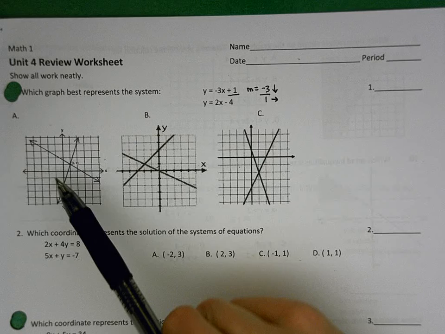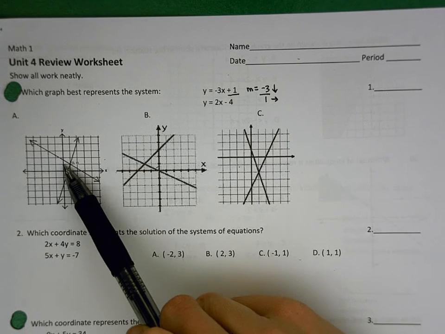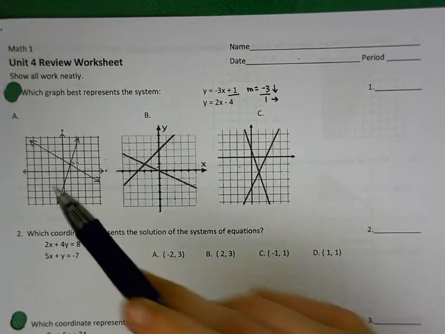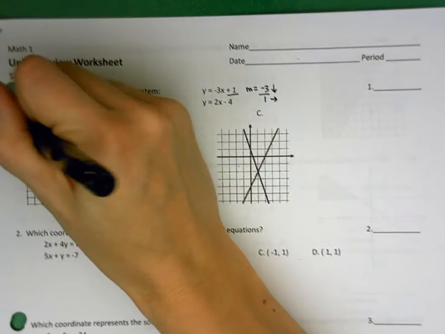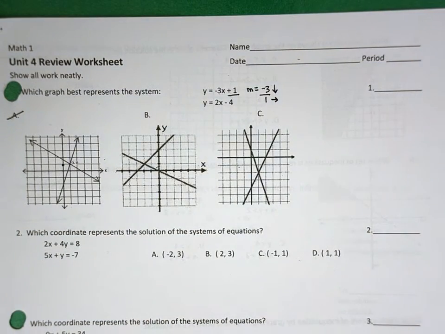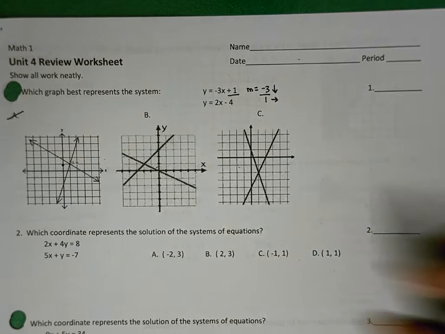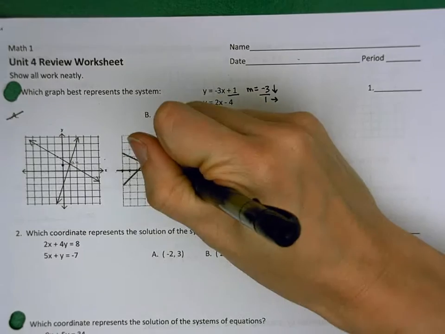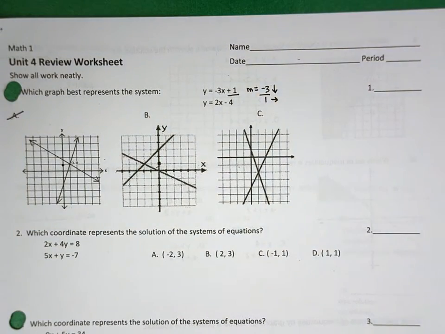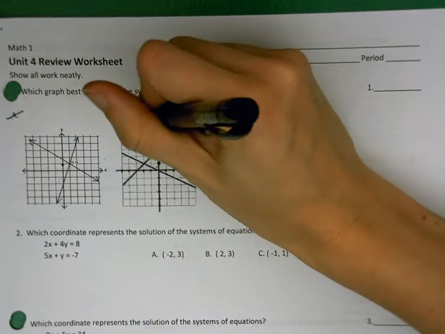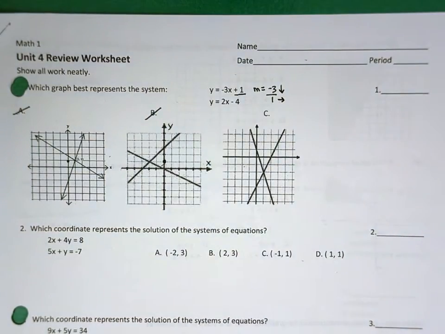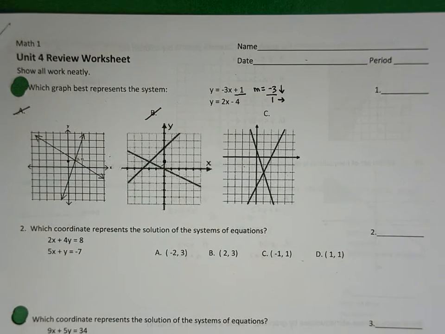Well, when I look at my first graph, I do not have any line that crosses at 1. And so I know it can't be A. When I look at B, here's my 1, my y-intercept of 1 that I know this graph needs to start at, and there's no line that goes through that either. So it can't be B, so I'm already thinking it's probably C, but I'm going to double check.